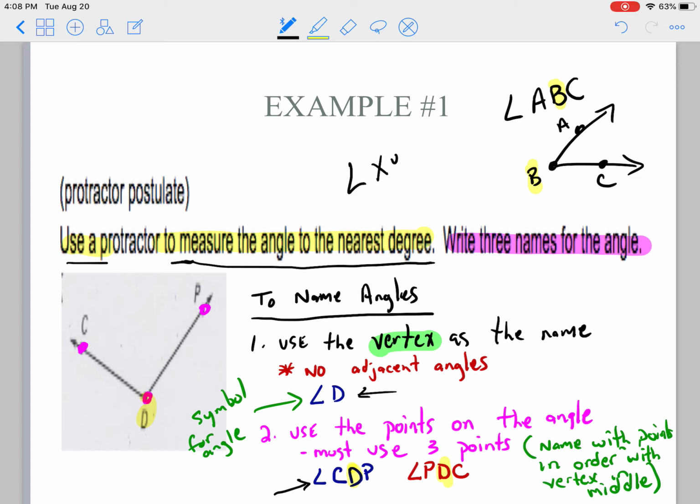If I were to give you angle X, Y, Z, you know that I'm going to have 2 rays with a common vertex of Y. It could go X, Y, Z. Possible, but what is most important? Y is my vertex. Okay? That is the importance of appropriate terminology and notation. So that leaves us option 3, naming the angle moving in the other direction, PDC, D still being the vertex in the middle. So there's your 3 naming options.